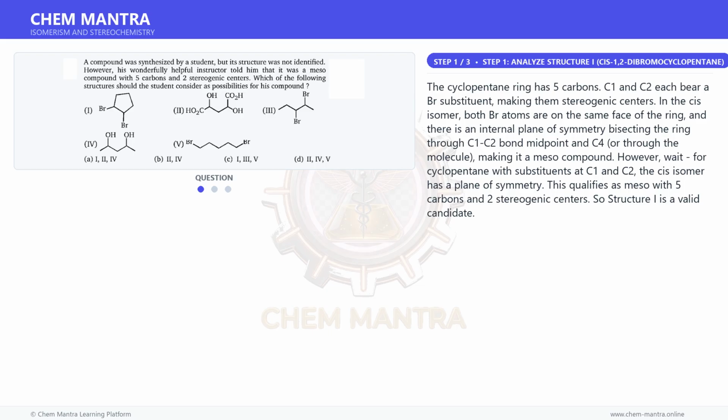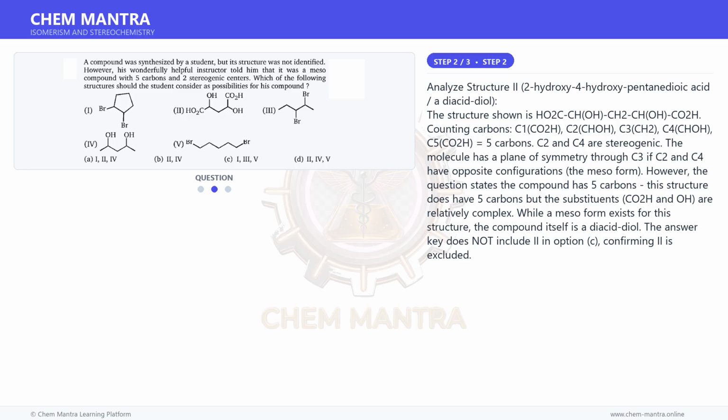The cis isomer has a plane of symmetry. This qualifies as meso with 5 carbons and 2 stereogenic centers. So structure I is a valid candidate. Moving on to the next step.